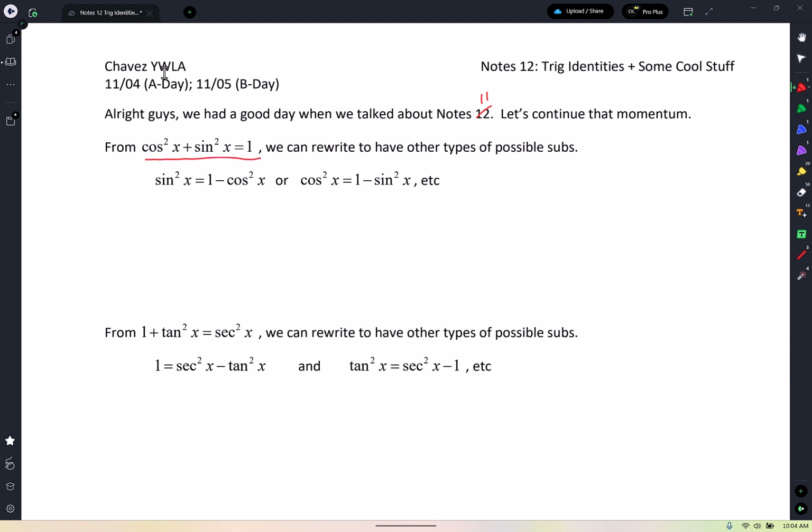And you can always rewrite this expression. We call this the Valentine's equation, right? I mean, it's really just a Pythagorean trig identity. If you move the sine squared to the right, then you get cosine squared equals 1 minus sine squared. If you move the cosine squared to the right and leave the sine squared alone, then you get this expression.